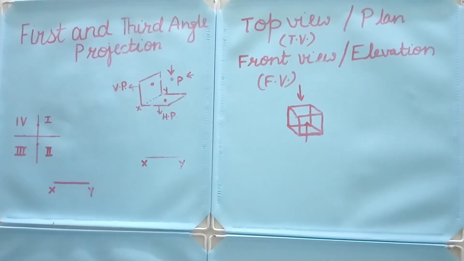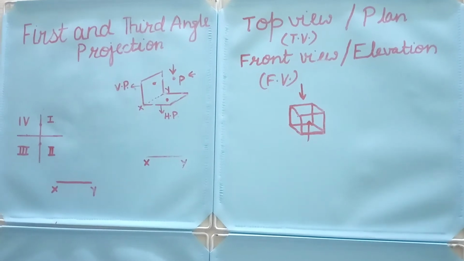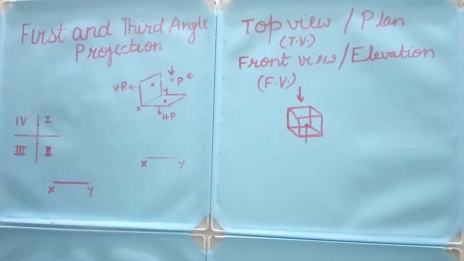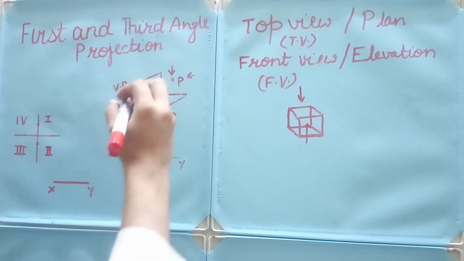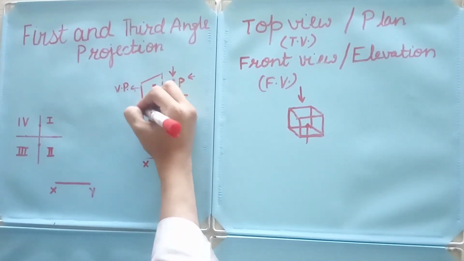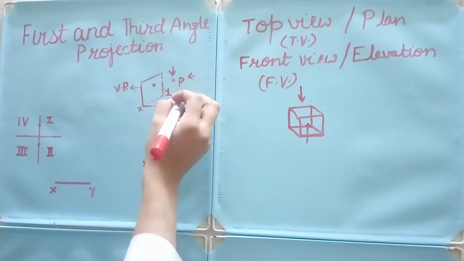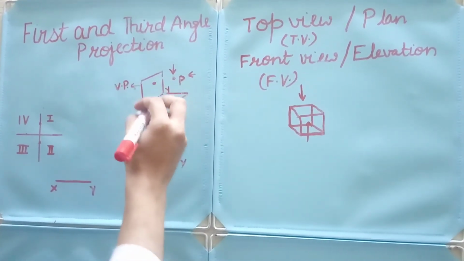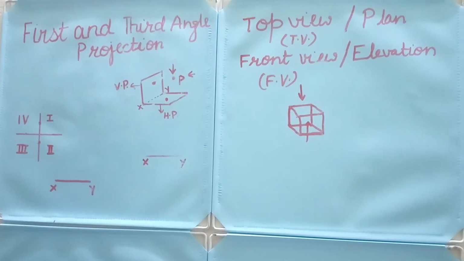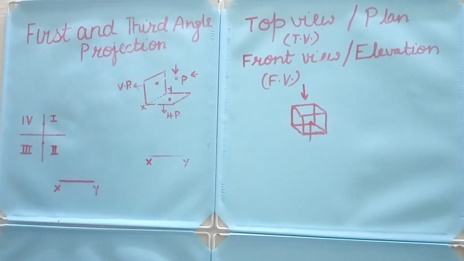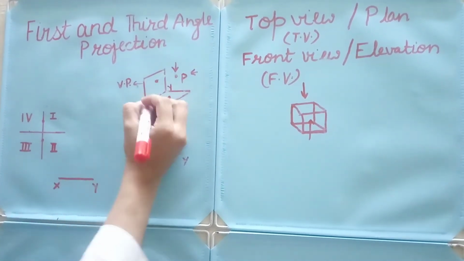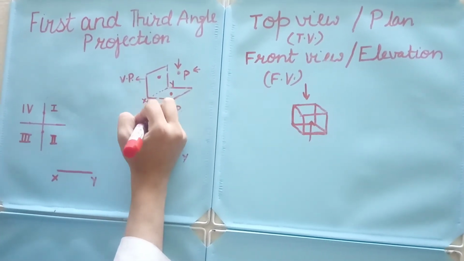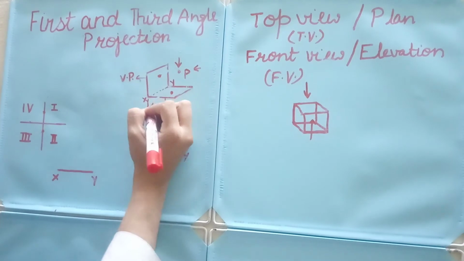But now this is a 3D drawing. We can't draw 3D on paper, so we will convert it into 2D. This is the vertical plane, which is perpendicular to the horizontal plane, and the third axis is this XY line, which is perpendicular to both of them. When we want to convert it into 2D, we will rotate the horizontal plane in the clockwise direction by 90 degrees. So it will come here.